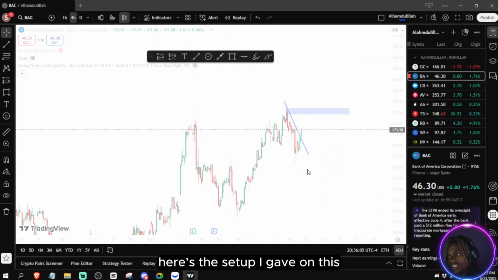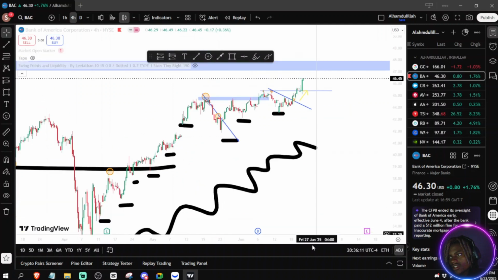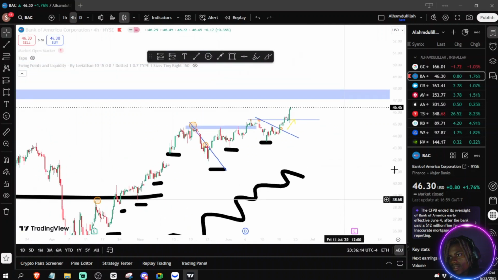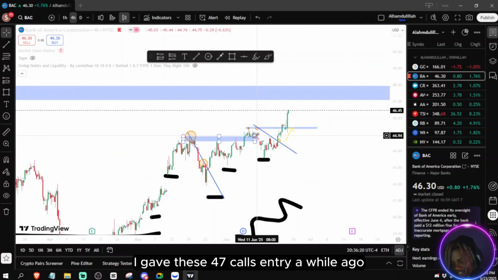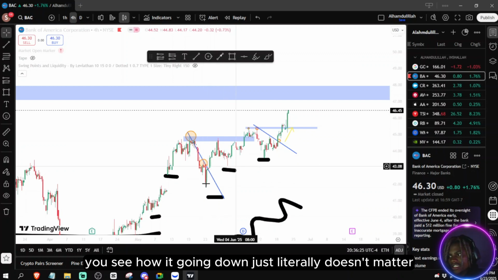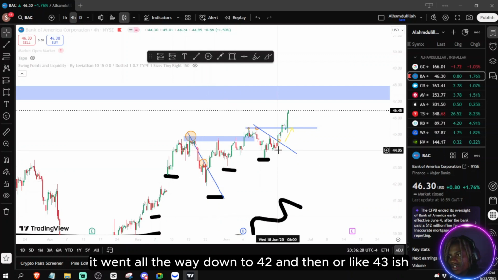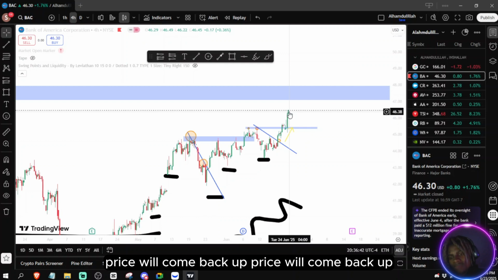Here's a setup I gave on this. And even this, for example, I gave these 47 calls entry a while ago. And even sitting through all the drawdown, you see how it going down just literally doesn't matter. It went all the way down to 42, or like 43-ish, and then in a few days later, pretty much already back at 47. So this is why we're sized down for zero, because eventually, inshallah, especially after heavy dips, price will come back up, especially when you have time.